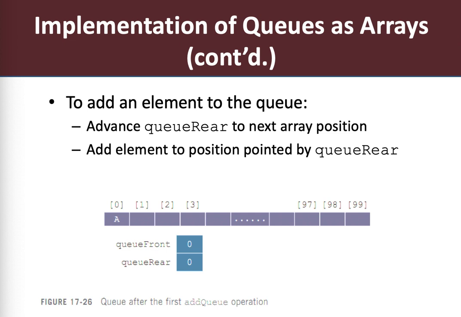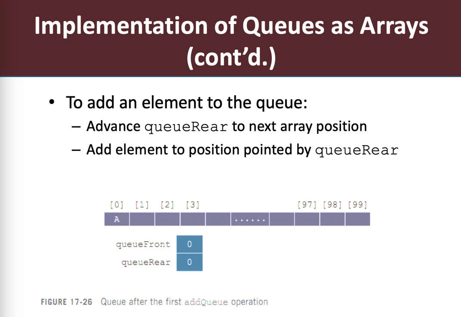To add an element to the queue, first we advance queueRear to the next array position, and then we add the element that queueRear is pointing to. In the same way, to delete an element from the queue, first we retrieve the element that queueFront is pointing to, and then we advance queueFront to the next element of the queue. Thus, queueFront changes after each delete queue operation, and queueRear changes after each add queue operation.